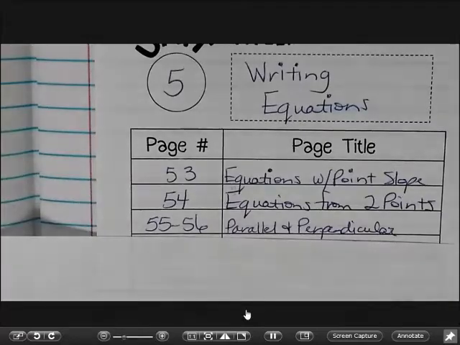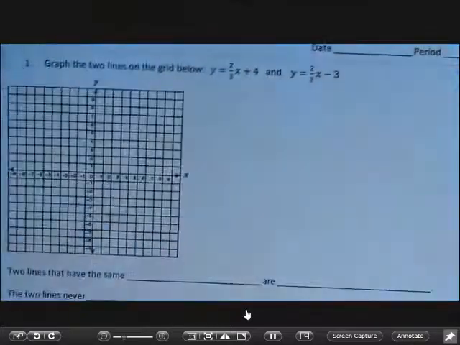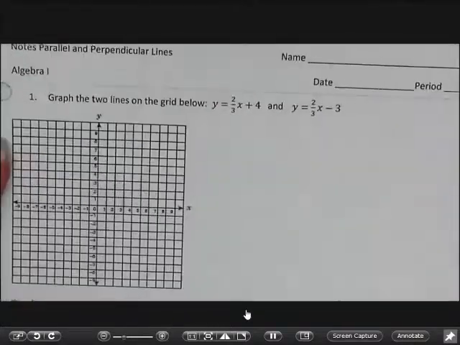This is a 2-day lesson. We'll do half of it today, and then I'm not sure yet whether we'll do the other half tomorrow or on Monday. I haven't decided yet, so I'll make a decision and we'll go from there. So let's look at this notes page.